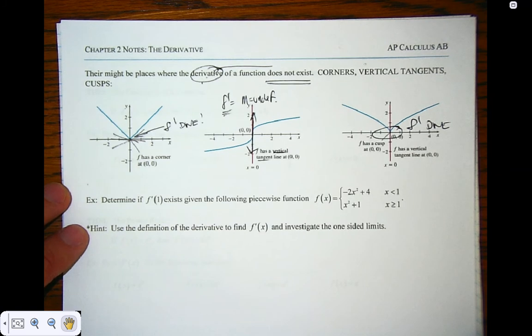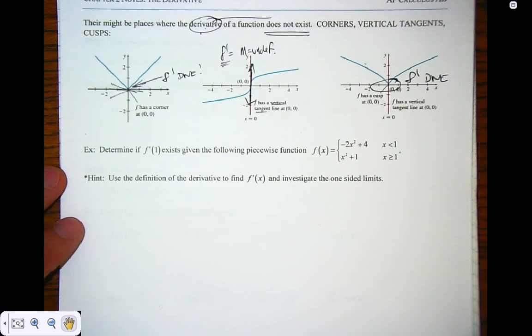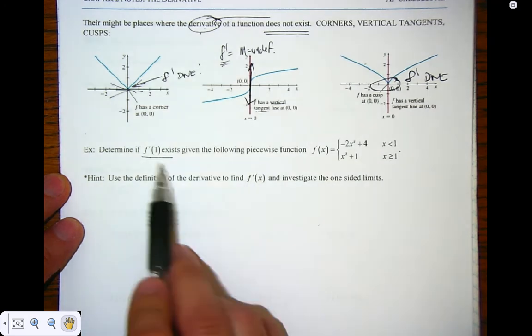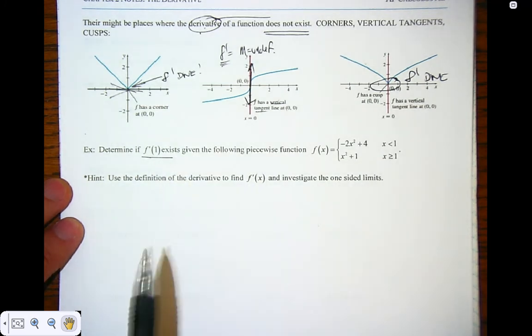Okay, so that's just some visuals of the derivative. All right, so determine if f prime exists. And then that's it. I guess it just wants to know, does it exist?